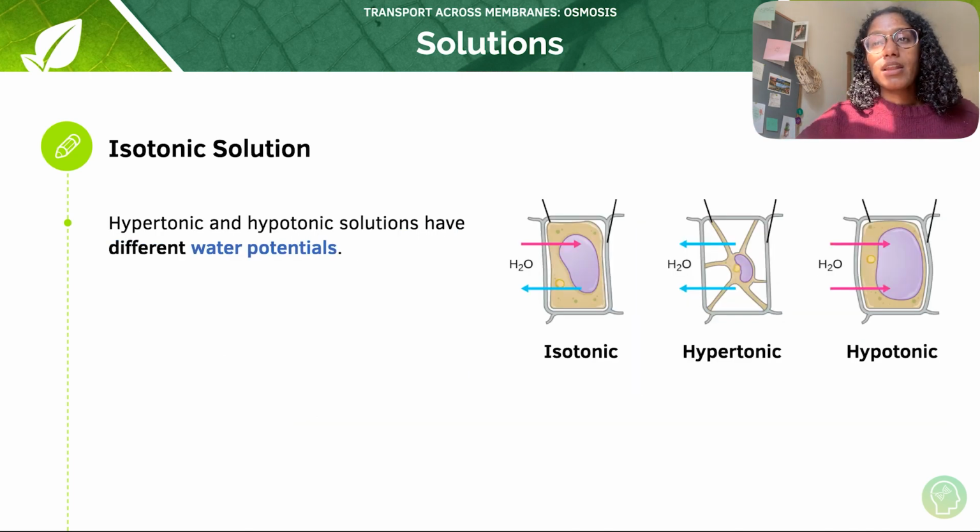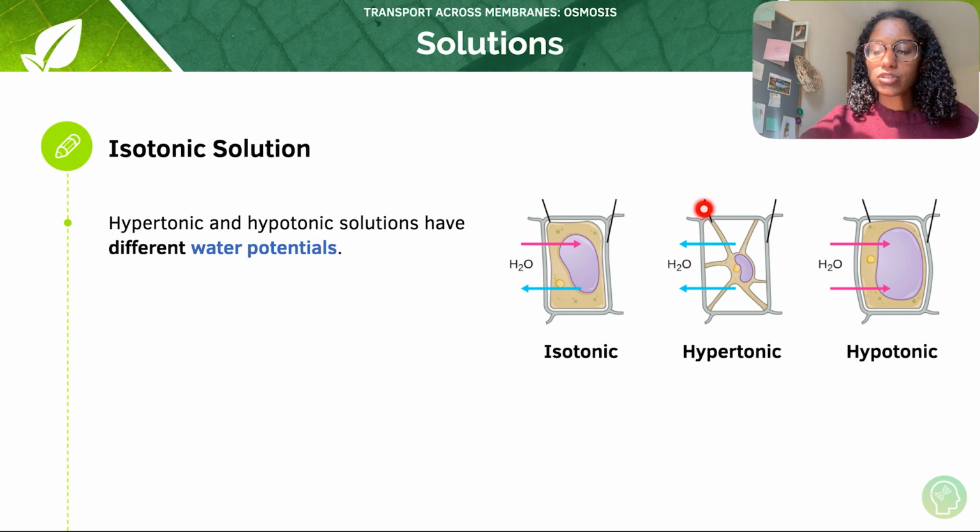Okay, so let's think about now our isotonic solutions and how we can vary these. So something that is isotonic has an equal water potential. So this is an isotonic example because this bit is similar water potential to this bit inside the cell, okay? So we say this is isotonic. This is the same water potential within the cell as it is outside of the cell. So we have this nice equilibrium achieved here.